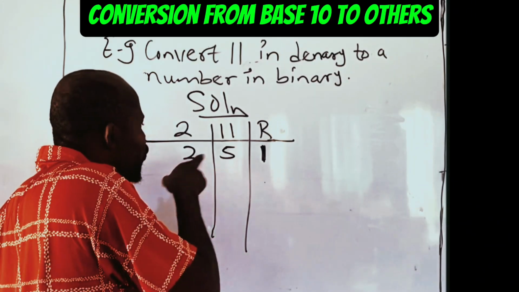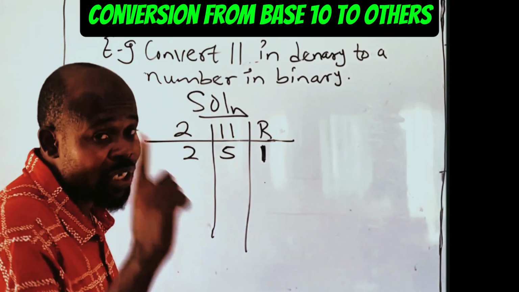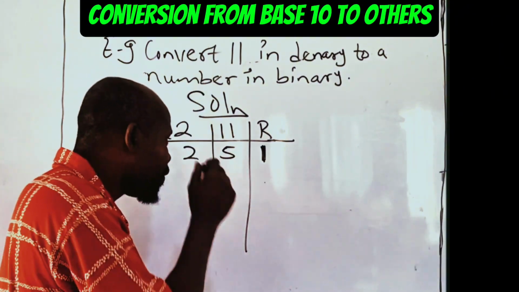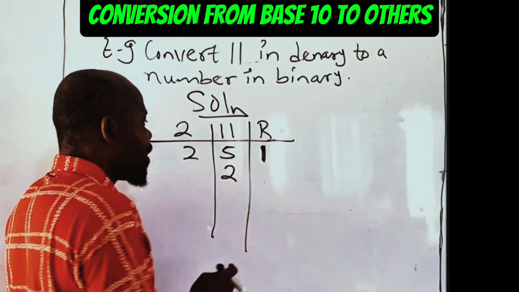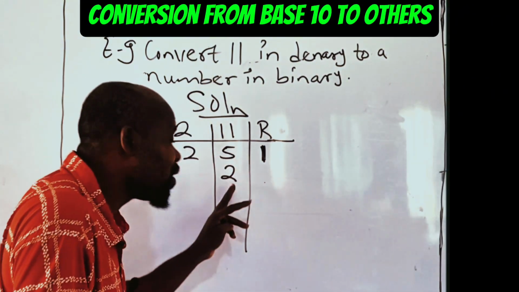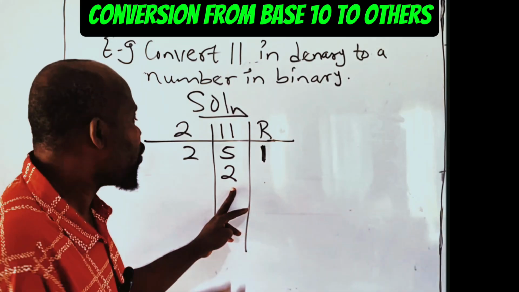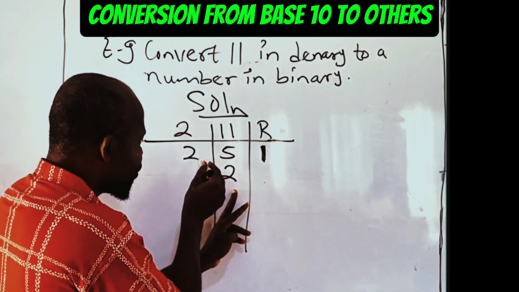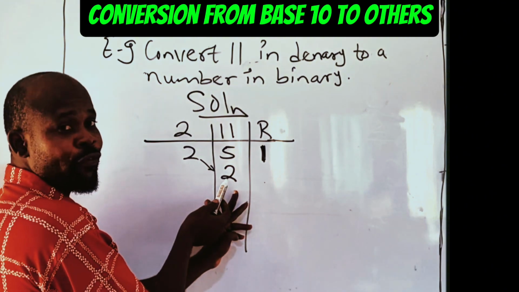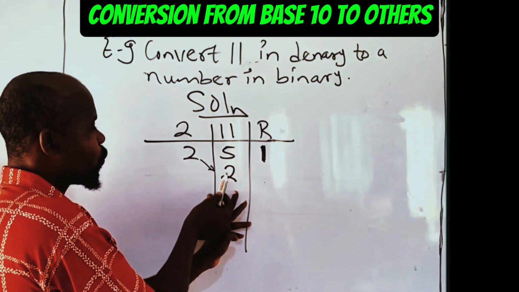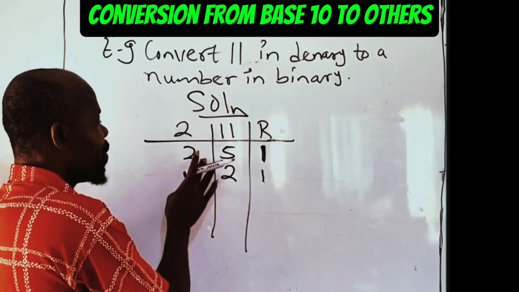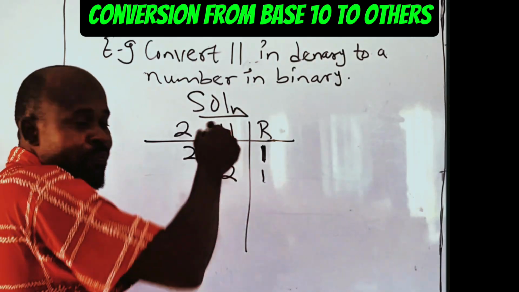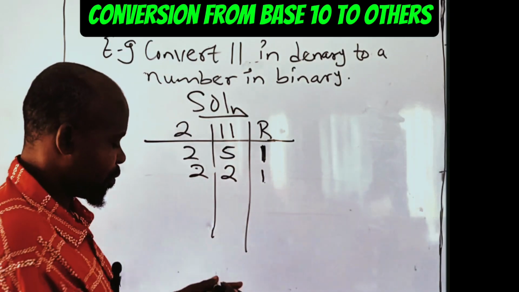How many 2s do we have in 5? Only 2 fits in 5. That is to say 5 divided by 2 is 2 times. How do we know the remainder? I know the remainder is 1, but let's assume: 2 times 2 gives you 4. The difference between this 4 and 5 is still 1. So the remainder is 1. You still bring down this 2 again.